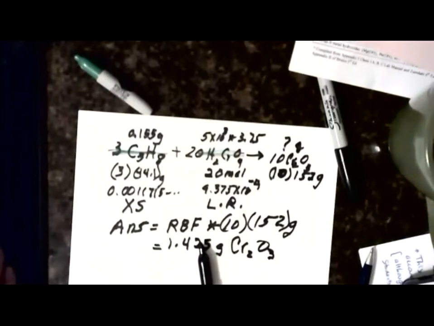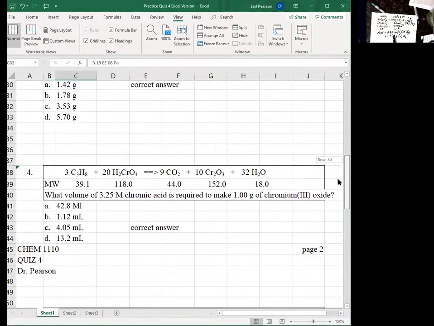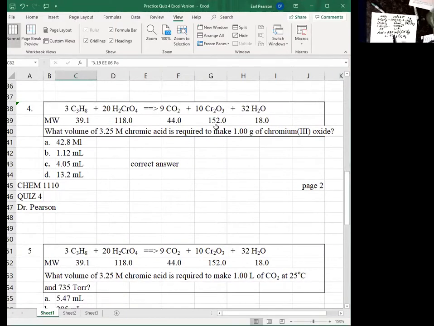Now, if we go back, I need to share my screen with you again so we can see the answer to see if we were successful. Here's the problem, and look, there's the answer, 1.42. So that's the way we would do that stoichiometry problem. And we've got another stoichiometry problem.